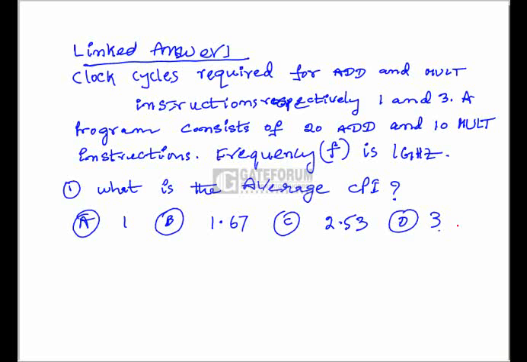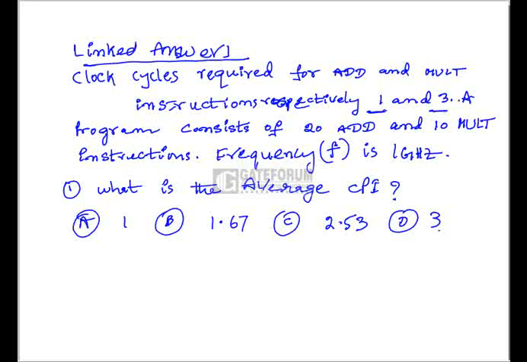So there are linked answer questions. The second question is based on the answer of the first question here. Clock cycles required for add and multiplication instructions are respectively 1 and 3. So for add instructions, the clock cycle is one cycle. For multiplication instruction, 3 cycles.